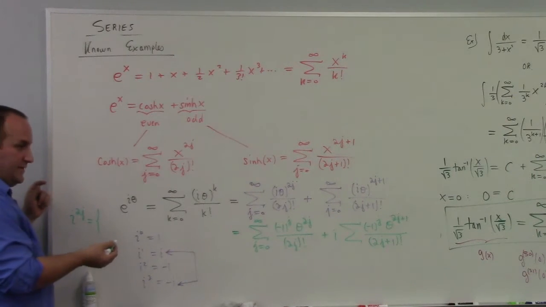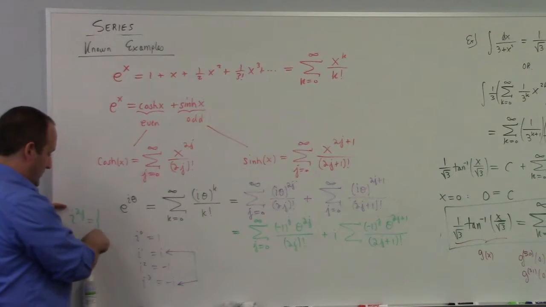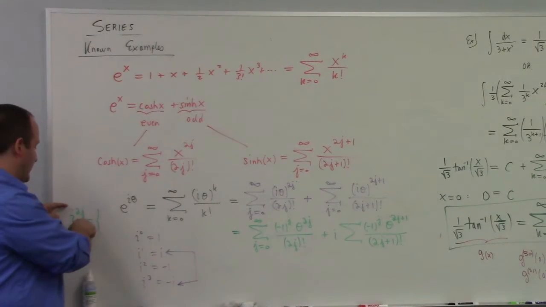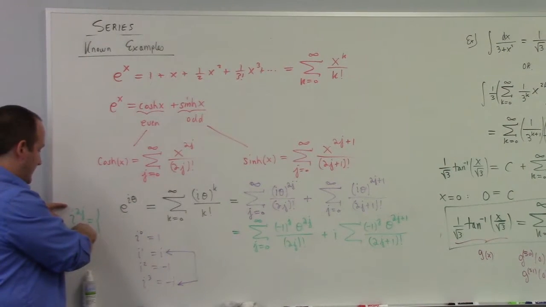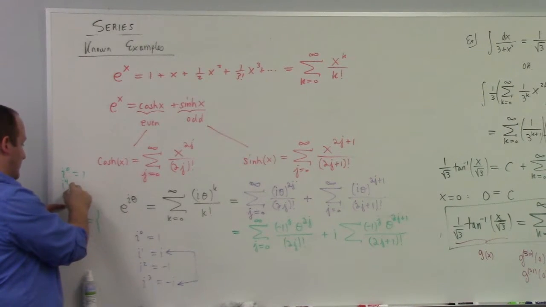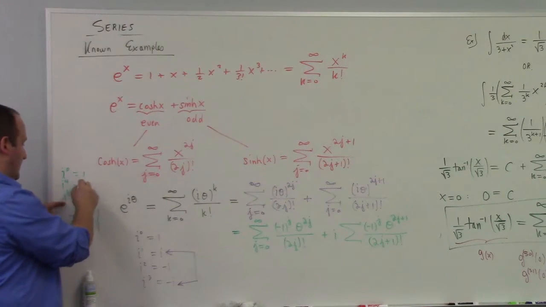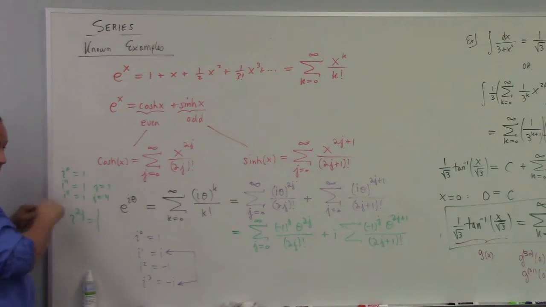Let's see here. If j is 0, j is 2, j is 4, j is 6, what do we got? What's i squared? i to the 0 is 1, right? i to the 4th is what? It's 1. i to the 8th is 1, right? But this is j equals 2, this is j equals 4, and so forth, right? So if j is even, it's 1.